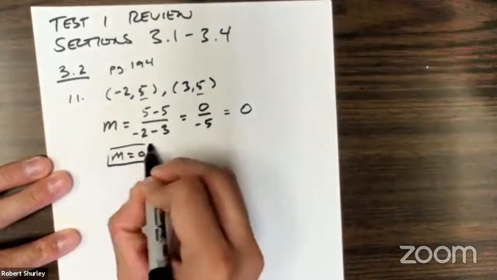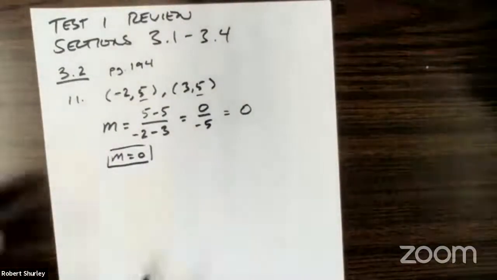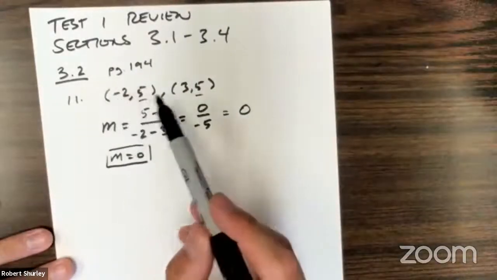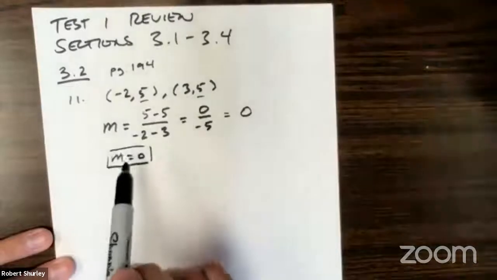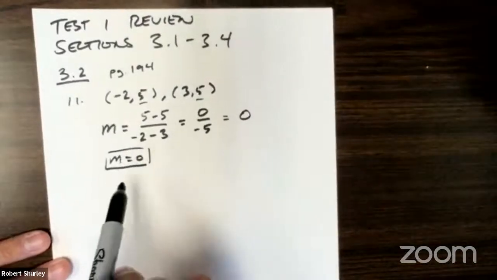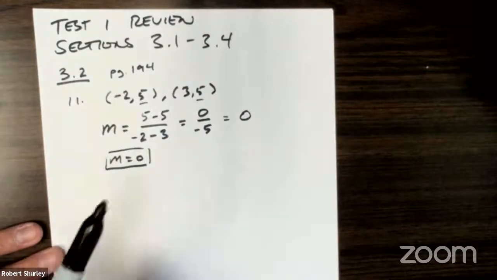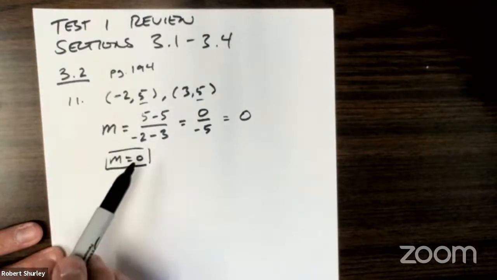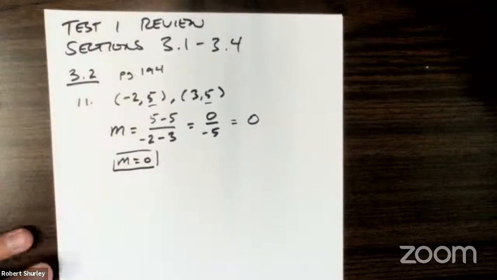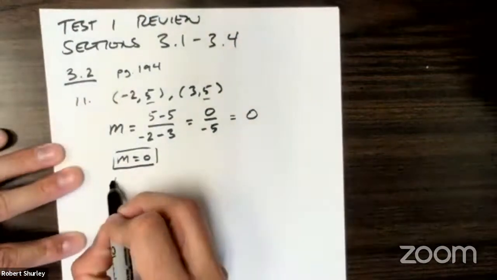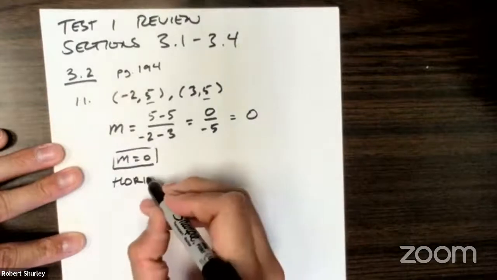But I want to run through, because this is a review, some things about this line that we know, right? I know because the slope is 0, what kind of line do we have? Put it in the chat real fast. Your guess. Because the slope is 0, what kind of line do we have? Yes, horizontal. So we've got a horizontal line.